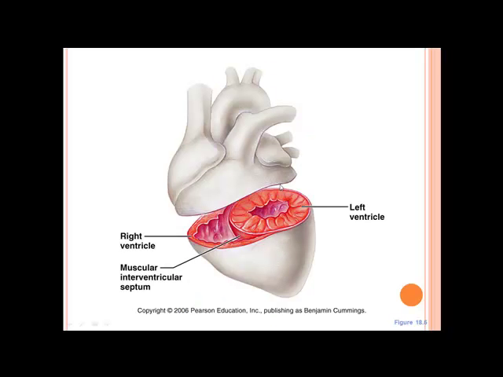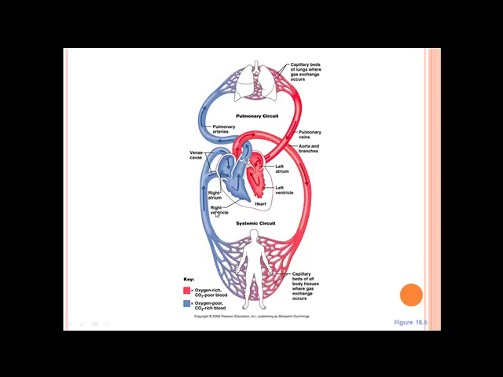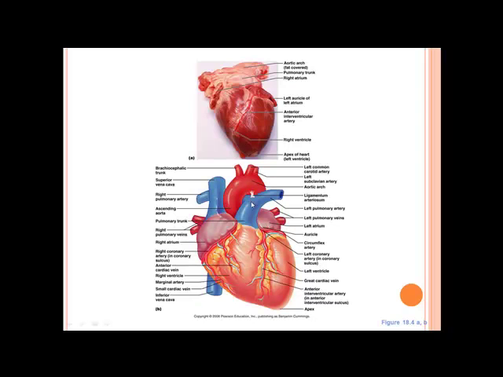If you notice, the muscular wall of the left ventricle is slightly thicker than the right ventricle. The left ventricle and the right ventricle will actually contain the exact same amount of blood, and they're going to be the same size. It's just that the left ventricle has a thicker wall of muscle than the right ventricle.